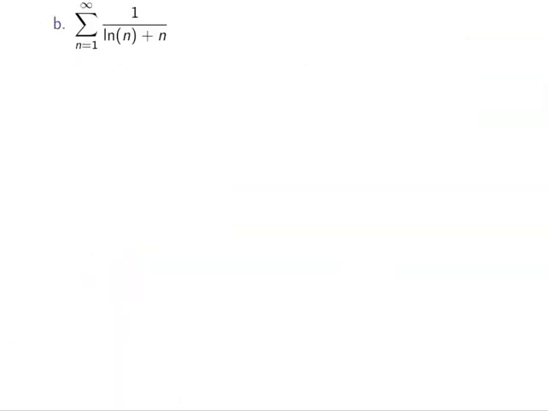Okay, so for the next series, we have the sum from n equals 1 to infinity of 1 over natural log n plus n. If we look at this, we have to be kind of creative, right? So natural log of n plus n, is there anything that I can simplify or compare this to? Natural log of n, if I think about it, is always less than just n itself, right? So if I compare this to just n, I would have 2n.